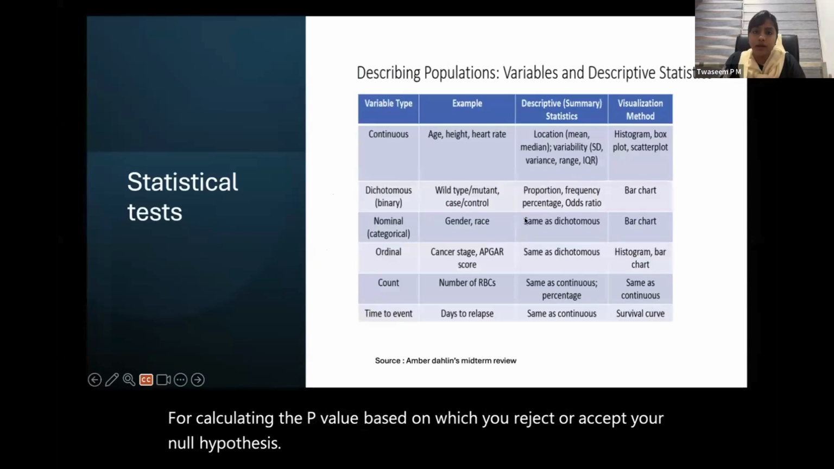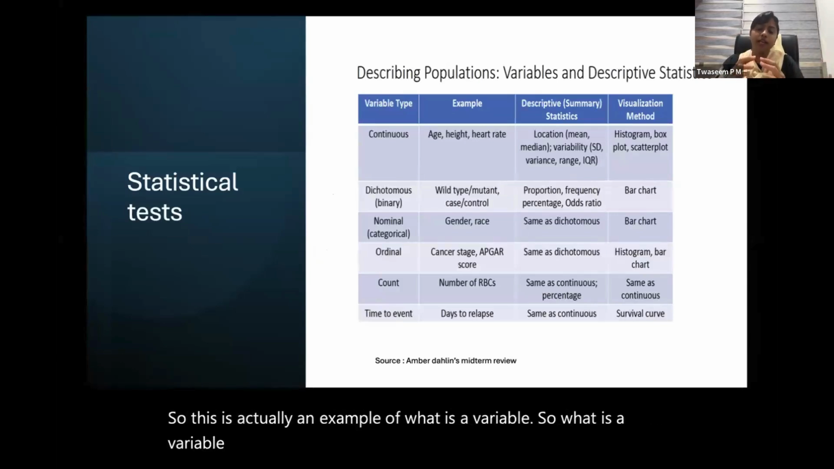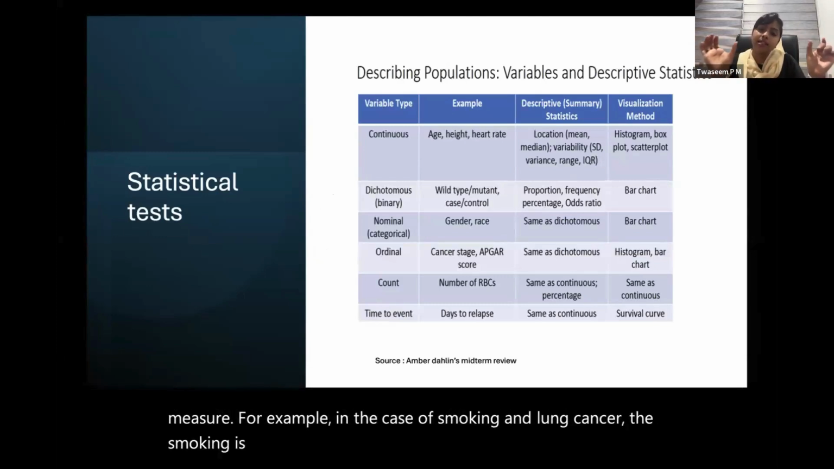So this is an example of what a variable is. So what is a variable? You need to know that. A variable is something that you measure. For example, in the case of smoking and lung cancer, smoking is a variable. Lung cancer is a variable. So you need to measure these variables.